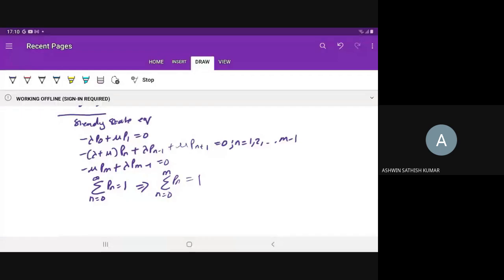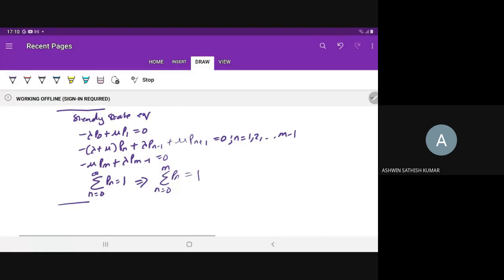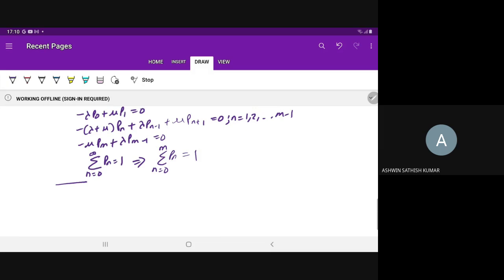Now we solve the following system of linear equations for computing all the steady state probabilities. We have two ways to solve. Either you solve the system of equations using the product type solution, or we can use how we have already solved the birth and death process. From there we compute the steady state probabilities.